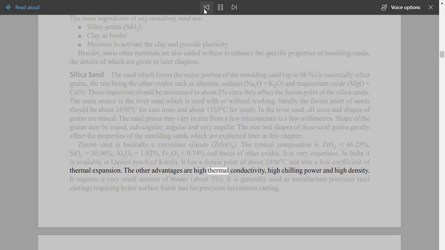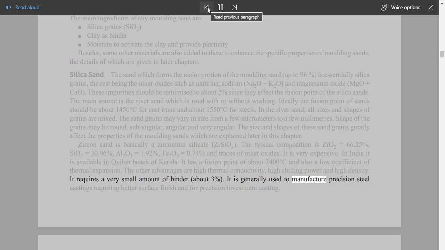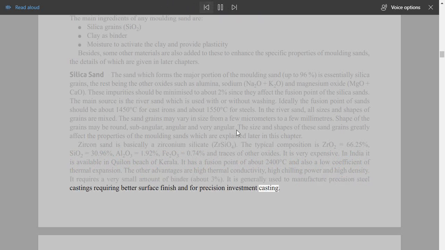The other advantages are high thermal conductivity, high chilling power, and high density. It requires a very small amount of binder, about 3%. It is generally used to manufacture precision steel castings requiring better surface finish, and for precision investment casting.